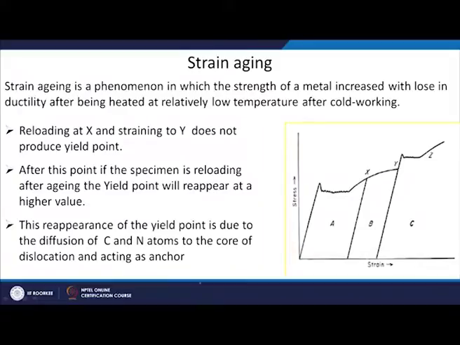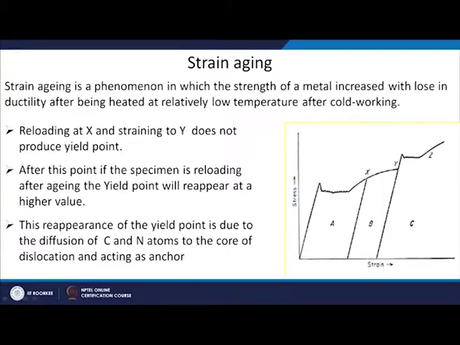Another problem with solute atoms and dislocations is called strain aging. So, what do we mean by that? It is the phenomenon in which the strength of a material increases with a loss in ductility after being heated at a relatively low temperature after cold working. So, what does it mean? For example, you can see this is the normal elastic part, then upper yield point, lower yield point, yield point elongation, and then strain hardening.